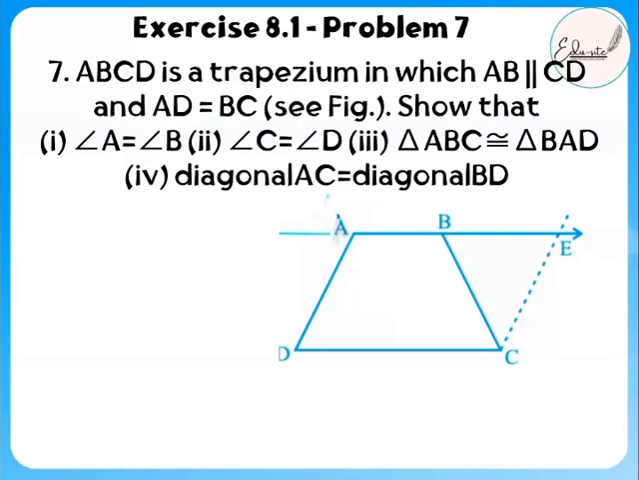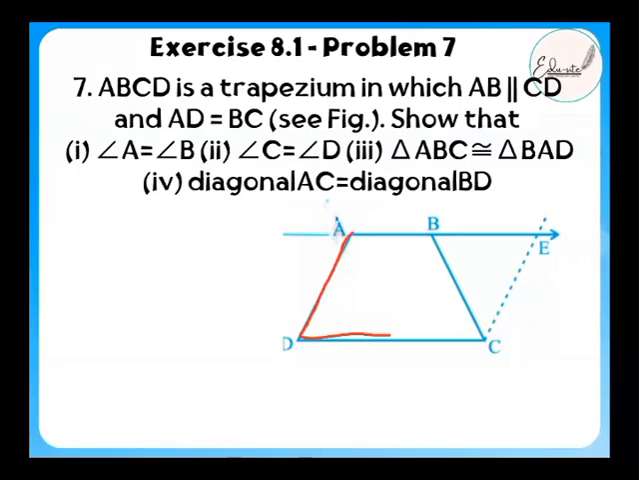Okay, the question they have given is ABCD is a trapezium. What does a trapezium mean? This is a trapezium. We have already discussed that there are different types of quadrilaterals. This is one type of quadrilateral, right? Trapezium is a quadrilateral. So AB is parallel to CD. They have already given that AB is parallel to CD.